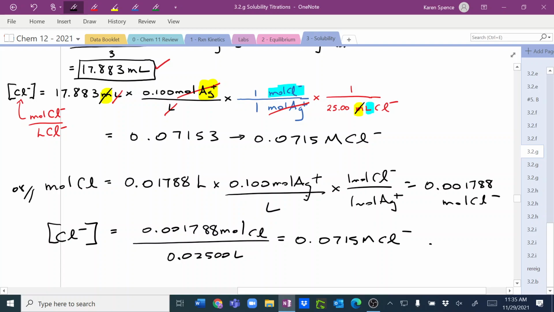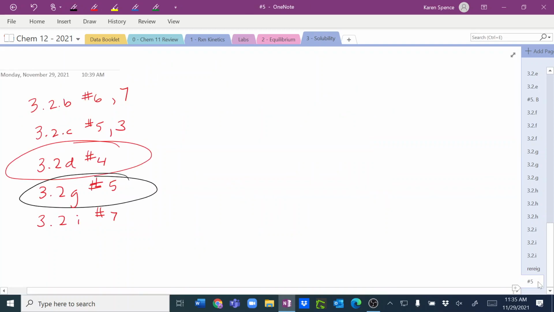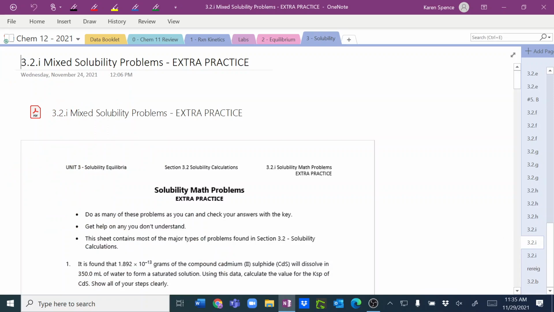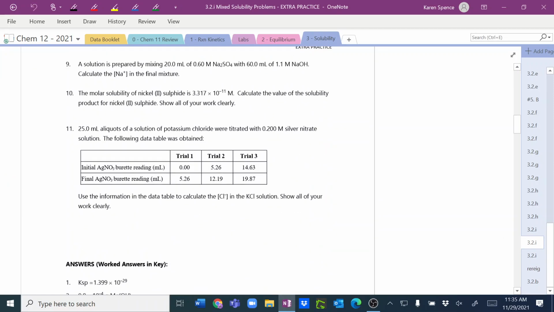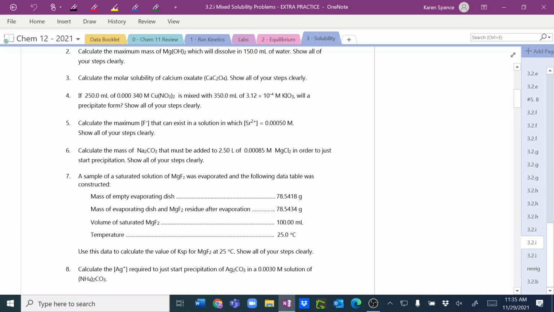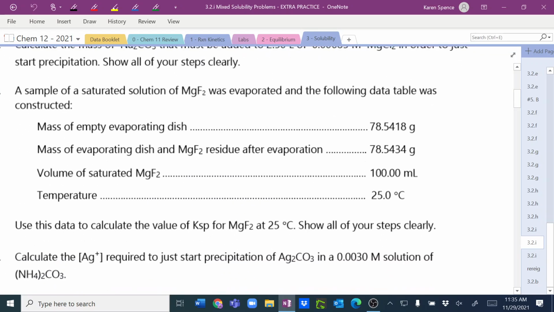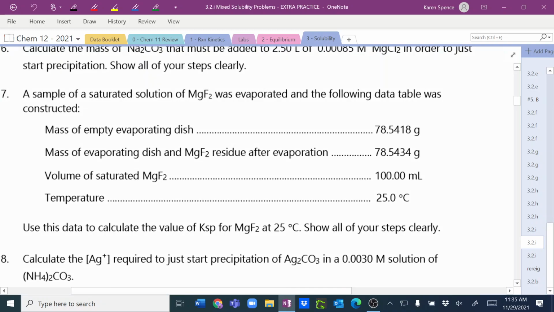What was our last one? 3.2i, number 7. Oh, where'd you go? 7. There we are. Oh, I like this one. Because actually, I did want to talk about this with everybody. The actual experimental procedure for finding solubility, or finding the Ksp, you actually have to make a saturated solution first. How would you make a saturated solution of magnesium fluoride?